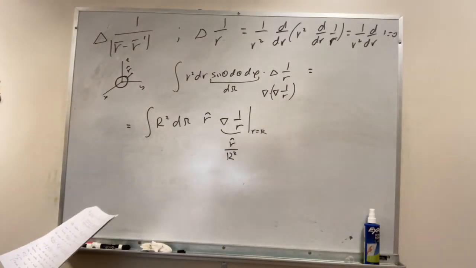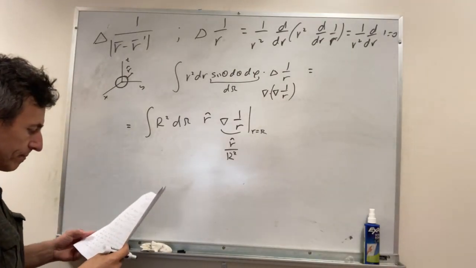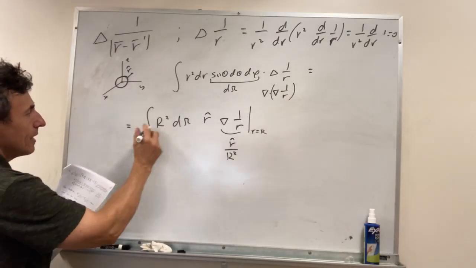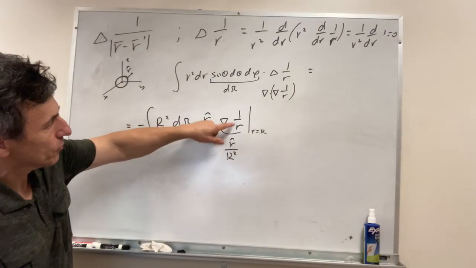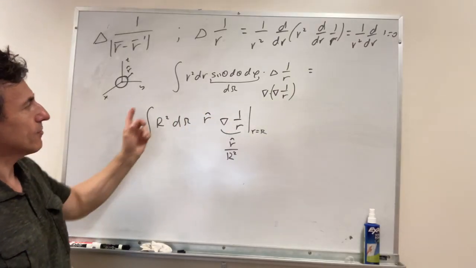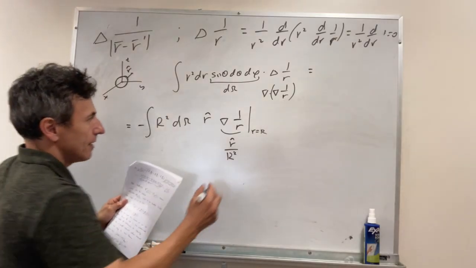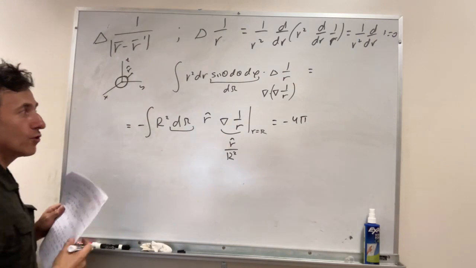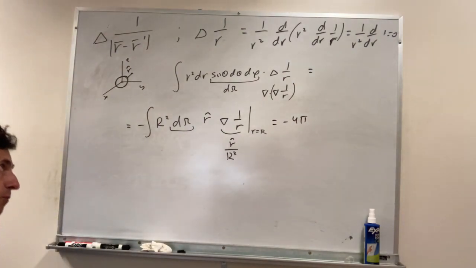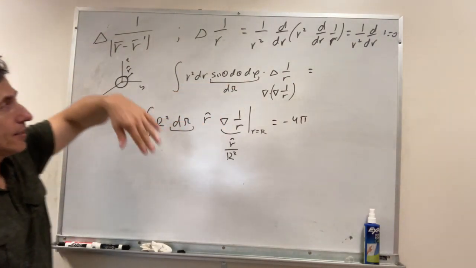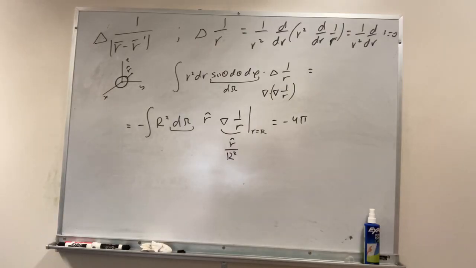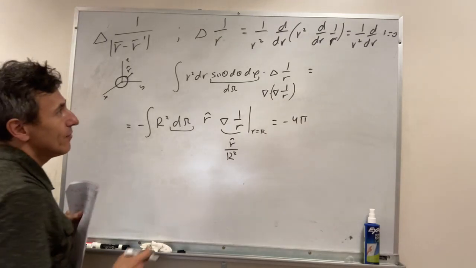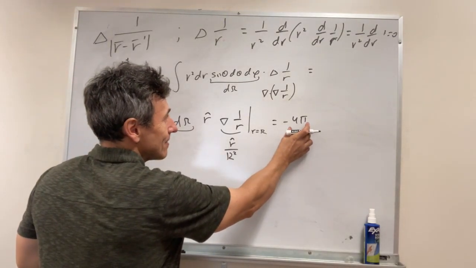So finally it will be with a negative sign when you calculate this gradient, because the derivative of 1 over r gives us an extra negative sign. So finally it gives us negative 4 pi. The 4 pi comes from the integral over the solid angle. So it's the integral over all possible theta and psi. This integral gives us 4 pi. It's a solid angle.